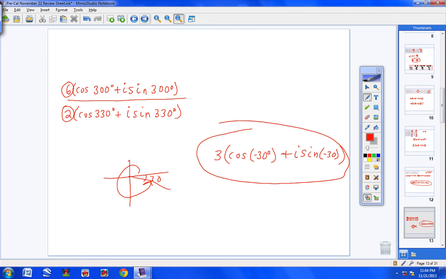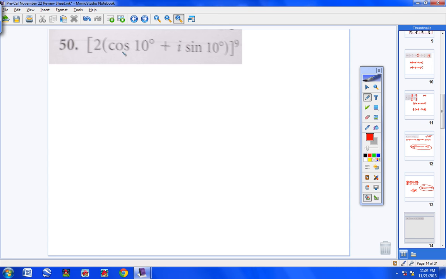All right, let's take a look now at the next problem. Number 50, and the directions for 50 say, raise the number to the given power and write in standard notation. So we're going to raise this to the 9th power. Now here's how you do it. Remember, you take the number on the outside, in this case it's a 2, and you raise it to the power of whatever's on the outside here. In this case it's a 9. And then these numbers on the inside you multiply.